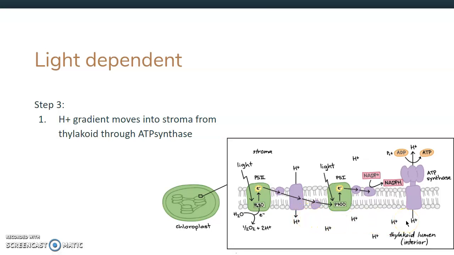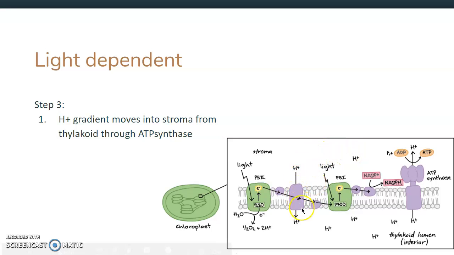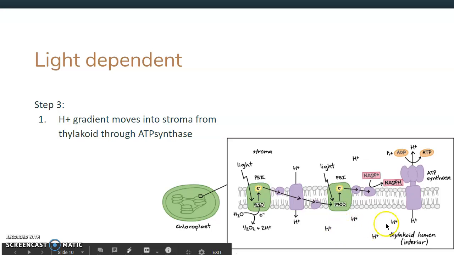But the way our cells work is anytime there's a barrier, it wants to be equal. So they would want to have just as many hydrogens on this side as on this side. And that's why it's taken energy to push our hydrogens into the inside of our membrane, because naturally that's not where they want to go. They want to be even.